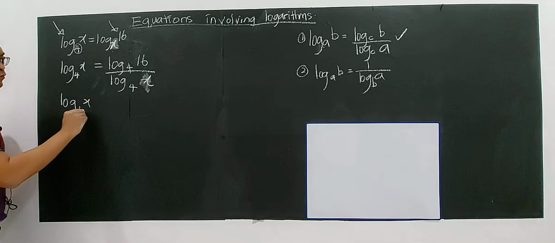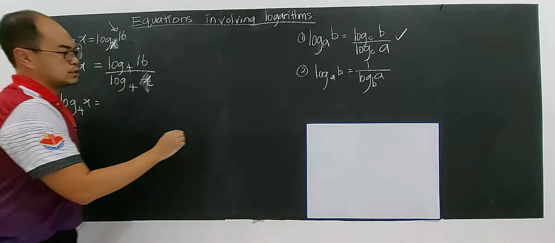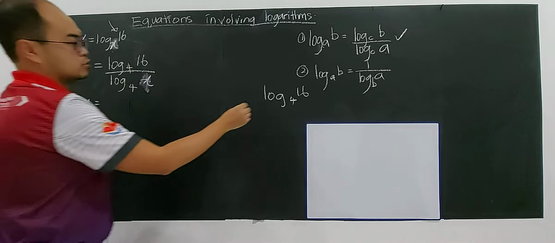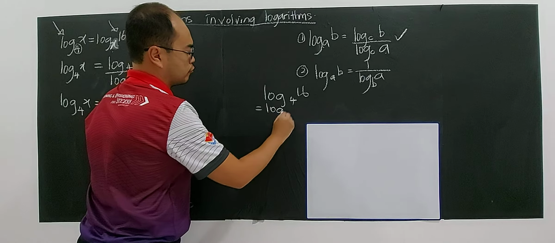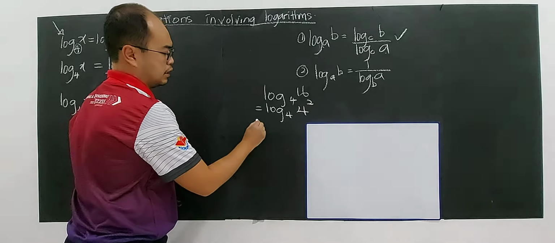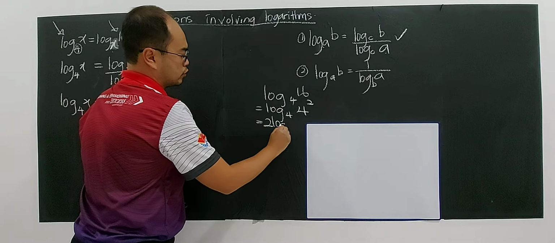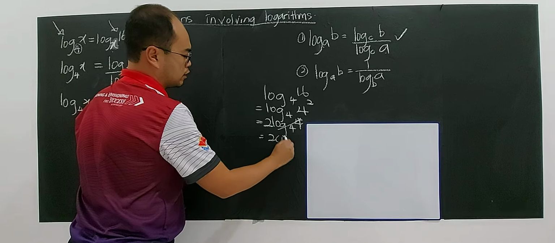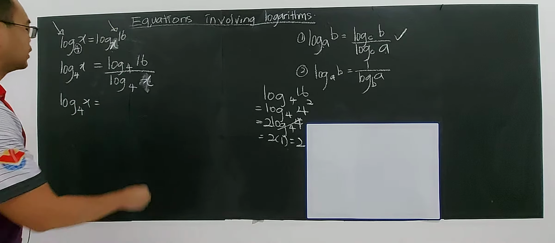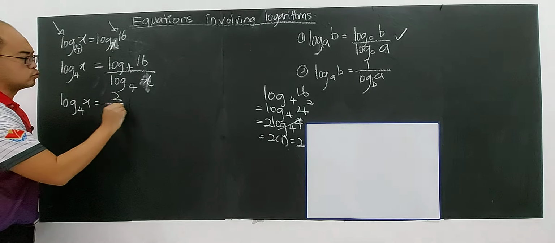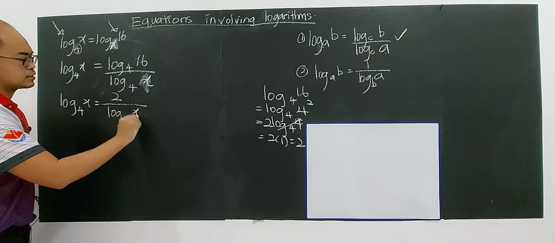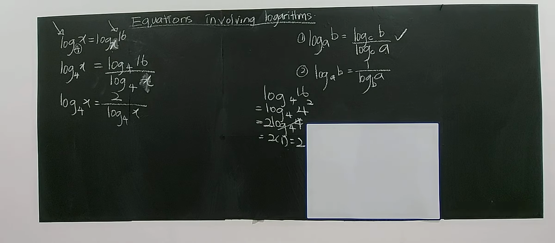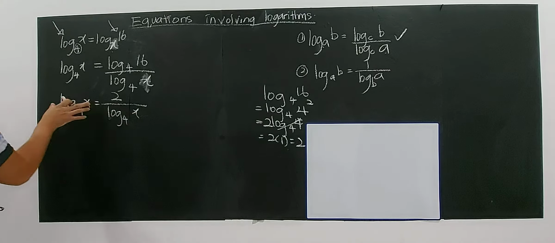Log x base 4. Alright. Log 16, log 16 base 4, right? I want to simplify this one. It's actually log 4 to the power of 2, right? Then you can bring 2 to the front and log 4 base 4. This one you have 1. So 2 multiply 1, you have 2. So you have simplified it to become 2 over log x base 4. This is your objective. Now you can see these two are identical.